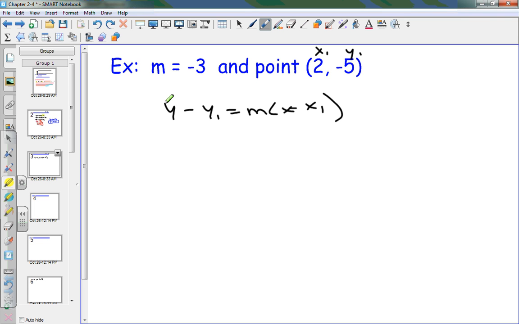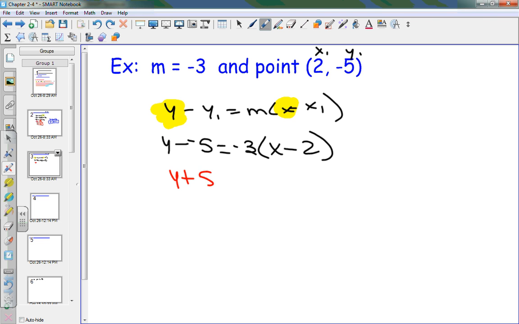The y and the x stay. Very good. So those stay, and everything else turns into what? Numbers. Okay? So I'm going to have y minus, what's y1? Is equal to, what's m? -3, the x stays, and what's x1? 2. Now, I want you to take an extra step and change your minus and negative to what? A positive. Because if you don't, you're going to jack up your equation, and that's not going to be good.